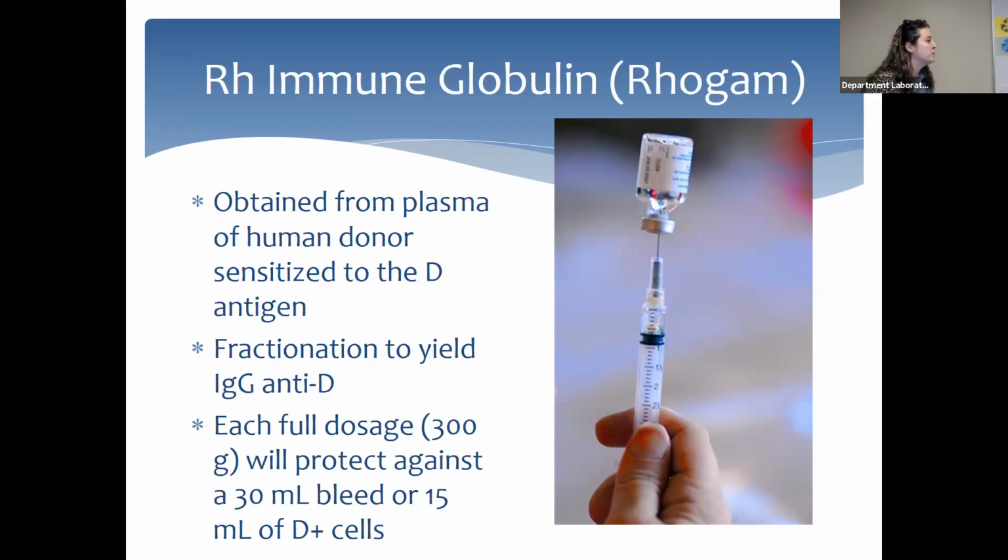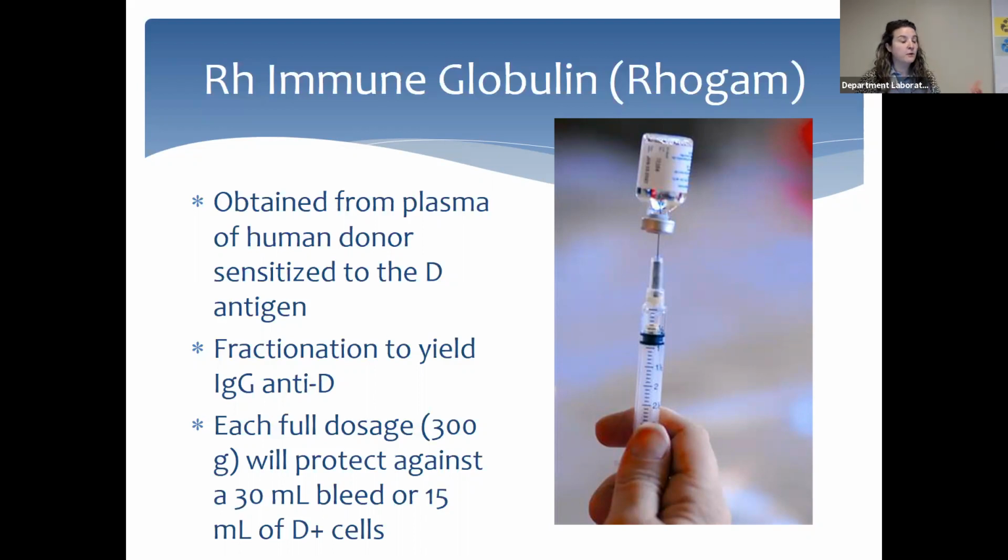So Rhogam is actually used as a prophylactic, all right? So it's given to females that are Rh negative and potentially have an Rh positive baby. So it's given at 28 weeks of pregnancy, or if there's any type of trauma that she experiences while she's pregnant. And then following delivery, if the baby is Rh positive, she will be given another dose of Rhogam within 72 hours after delivery, okay?